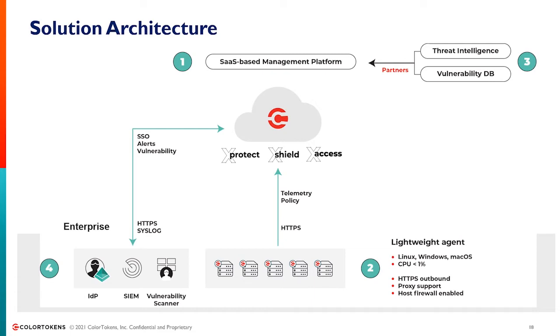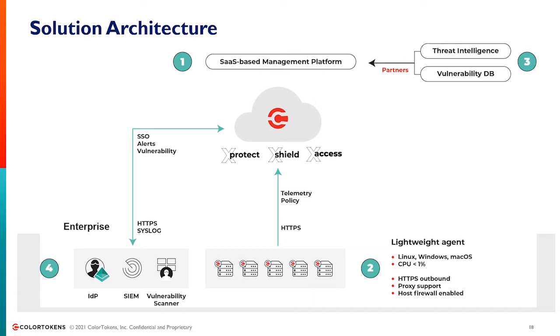This is one of the advantages of ColorToken, where it has a lightweight agent. Once it is deployed according to the subscription that the particular organization has, it will communicate with the ColorToken SaaS-based management platform to send the management data that is required to visualize and implement the policies within the ColorToken architecture.